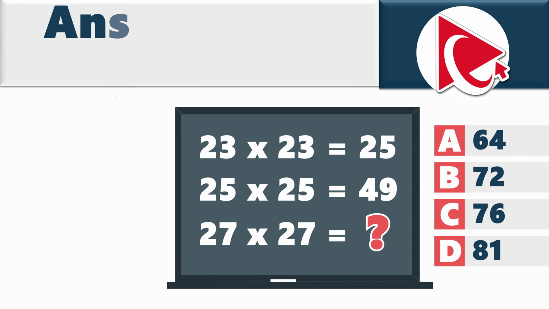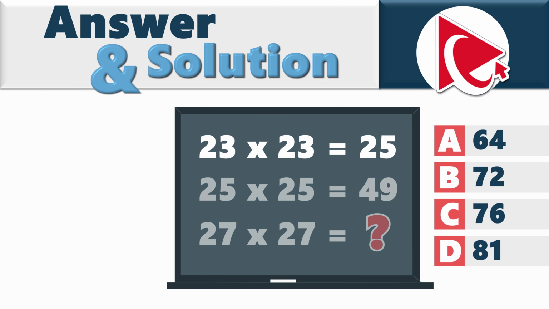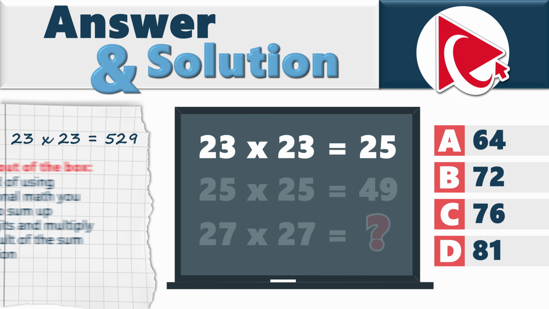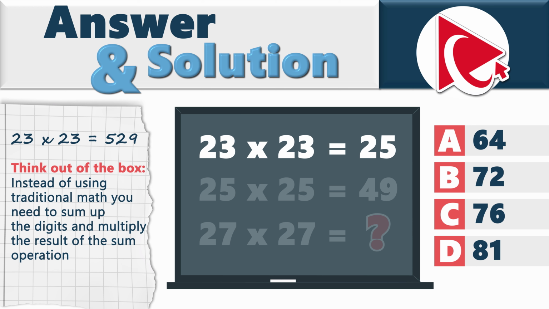Did I warn you that this expression is slippery? In the typical world, 23 multiplied by 23 equals 529. But to solve this problem, we need to think out of the box. And instead of using traditional math, you need to sum up the digits and multiply the result of the sum operation. Let's look at the example.